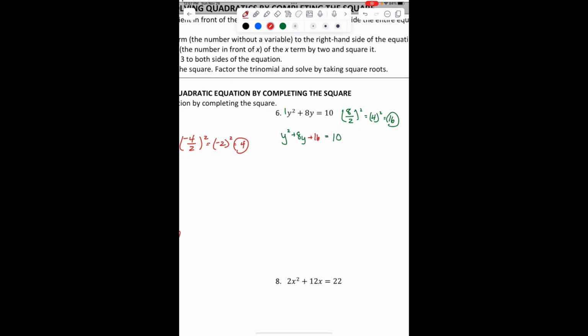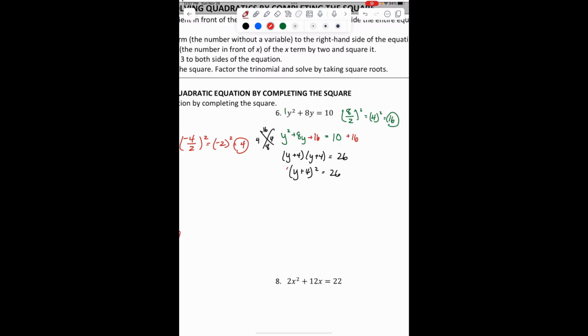Equals 10 plus 16. Okay, then we factor. So multiplying to 16, adding to 8 would be 4 and 4. So we're going to go y plus 4 equals, that would be 26 over here. Another way of writing y plus 4 times y plus 4 is y plus 4 squared. And again, now we've completed the square.